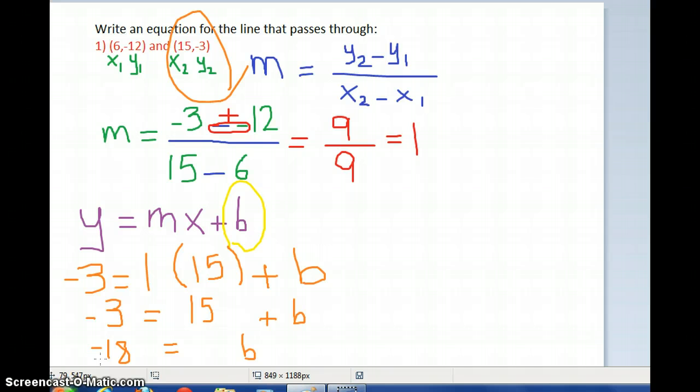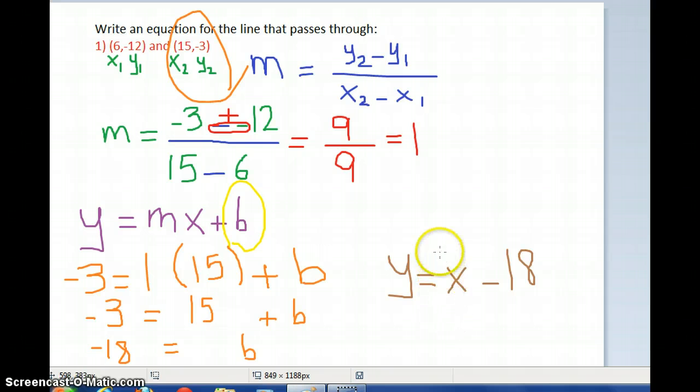That's your b value. Now you need to write the equation, which they asked for. And we write it by just plugging in m and b. So I'm back to x and y, and I plug in m and b.